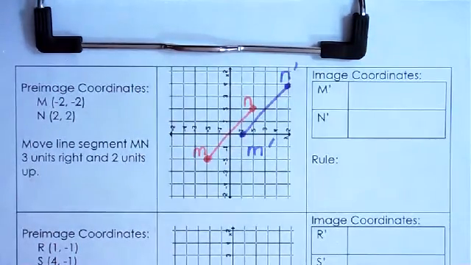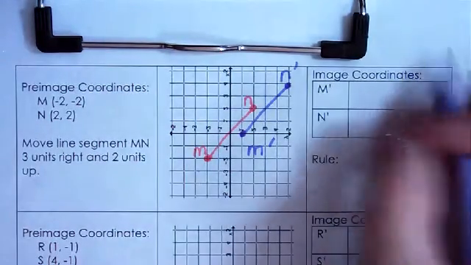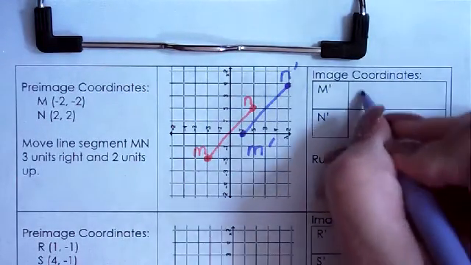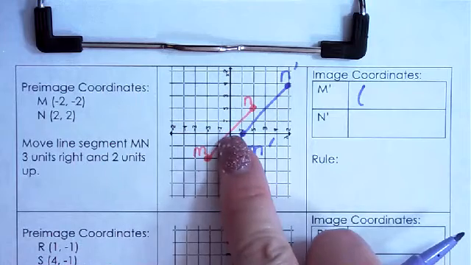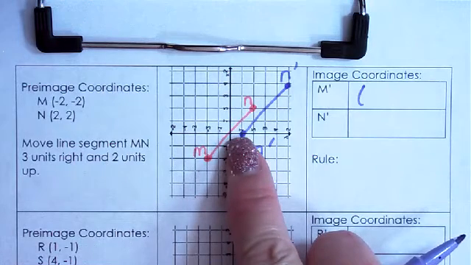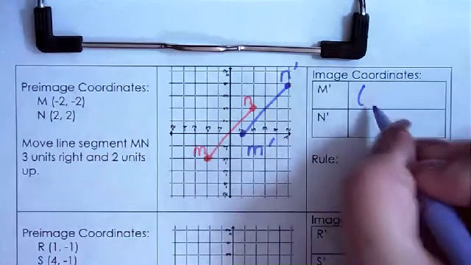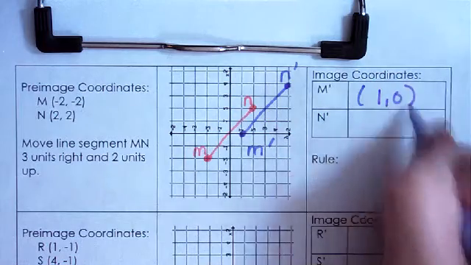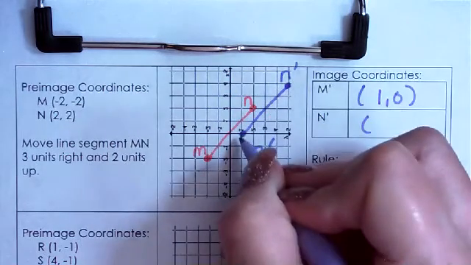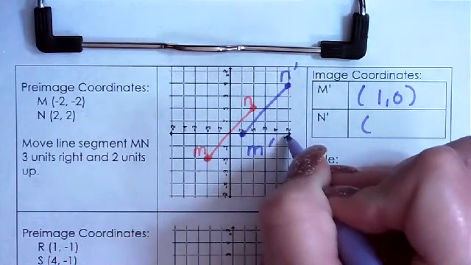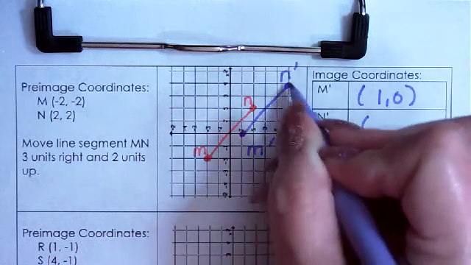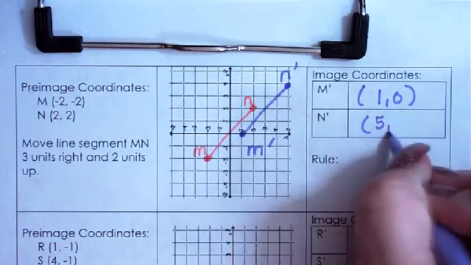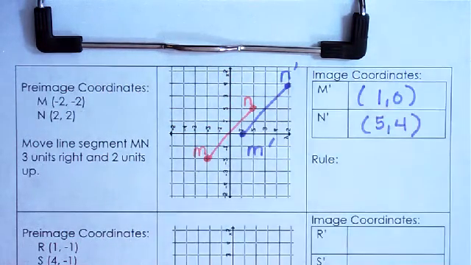Connect it, and I'm again going to ask myself, does that look like a cut and paste? Do those 2 line segments look completely identical to each other? Yes, they do. Now, I'm going to write down my ordered pairs. My ordered pair for M prime, because it's on the x-axis, is 1, 0. So 1, 0. N prime is up here, and it's at 1, 2, 3, 4, 5. 1, 2, 3, 4. So it's over 5 and up 4.